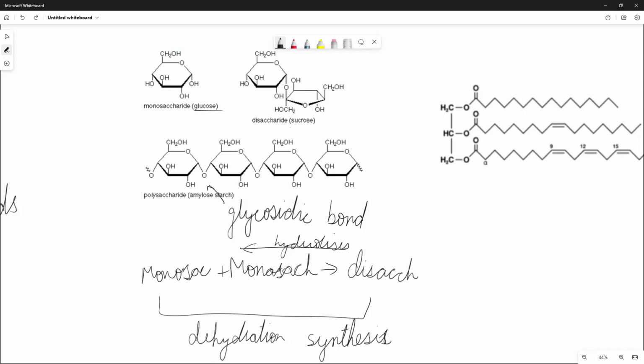Disaccharide examples are sucrose and lactose, which is found in milk. Many people are allergic to lactose, and that's because they don't produce an enzyme called lactase, which essentially breaks down the lactose. And examples of polysaccharides are starch, which is found in plants, cellulose, which is found in tree bark and is a form of cell wall, and chitin, which is found in insects' exoskeletons.